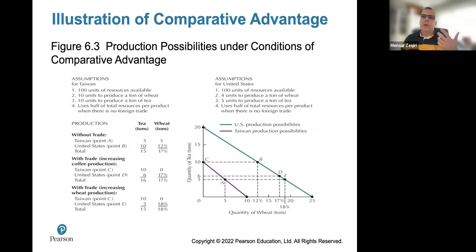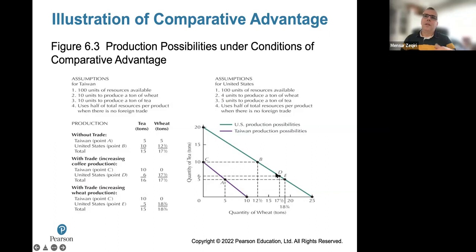That's why if we combine wheat production from when there was no trade, the United States could produce all 17.5 tons by using 70 units of resources, and the remaining 30 units they could use to produce 6 tons of tea, which is 30 divided by 5, because we said the maximum they can produce is 5 units per ton, and this can be shown in the figure that we have here, the point D that we have here.